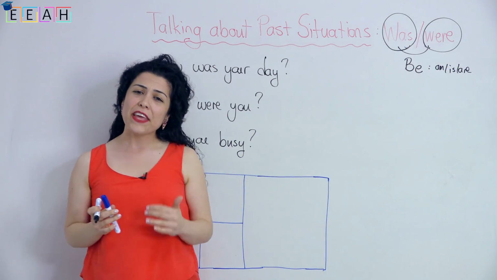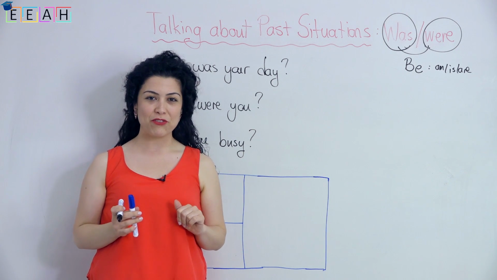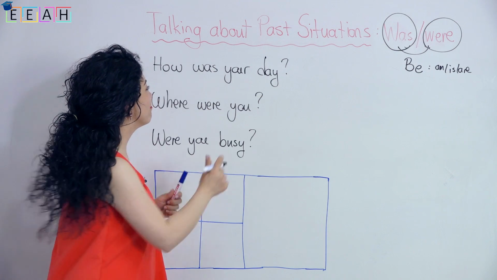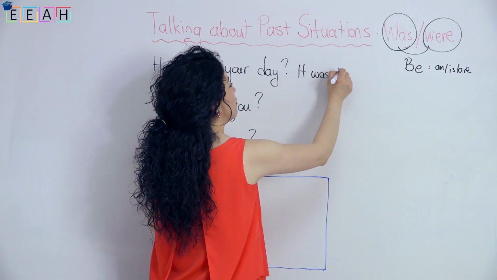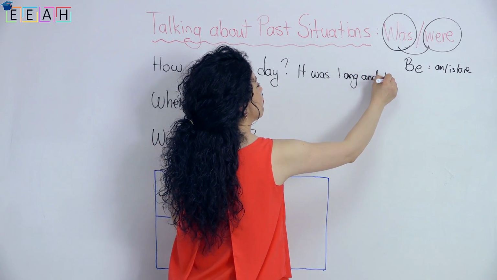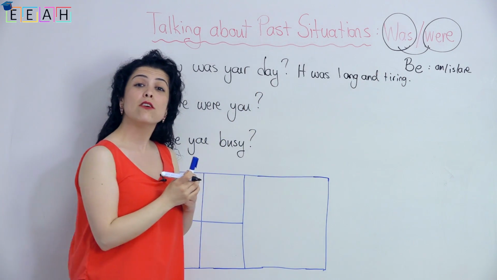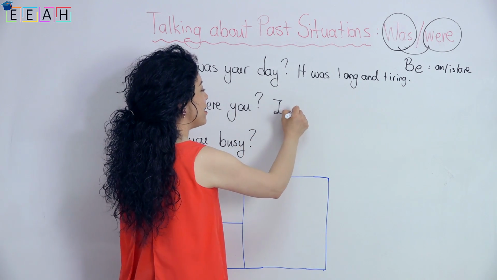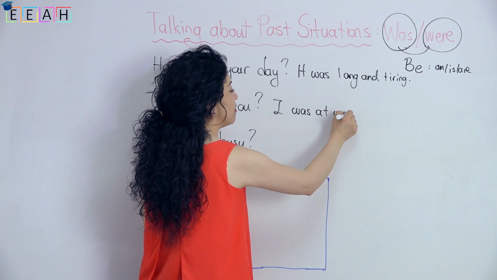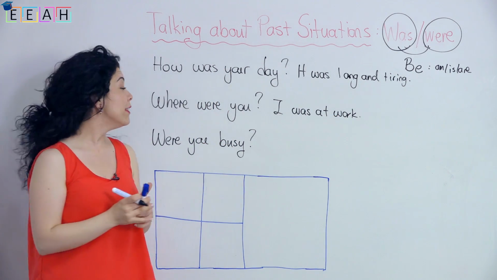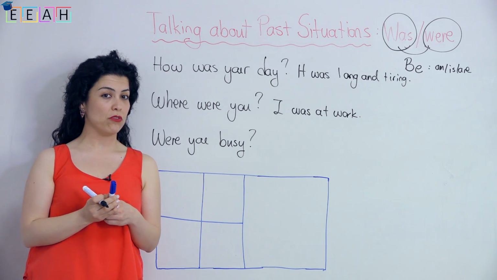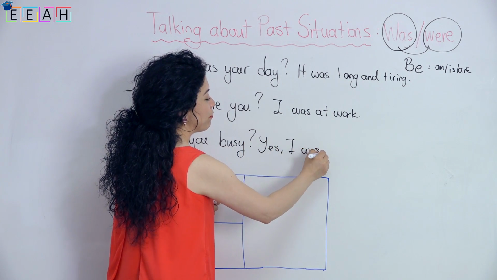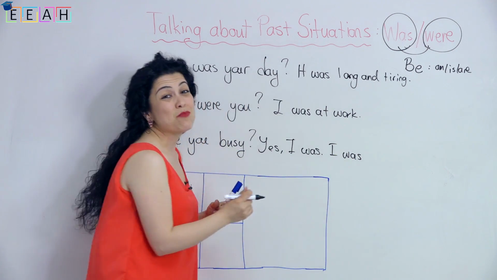Okay, now think about your day yesterday. I've got a couple of questions for you. How was your day yesterday? My day was tiring. It was long and tiring. What about yours? Was it long? Where were you? I was at work. What about you? Where were you? Were you busy? Is my next question. I was very busy.